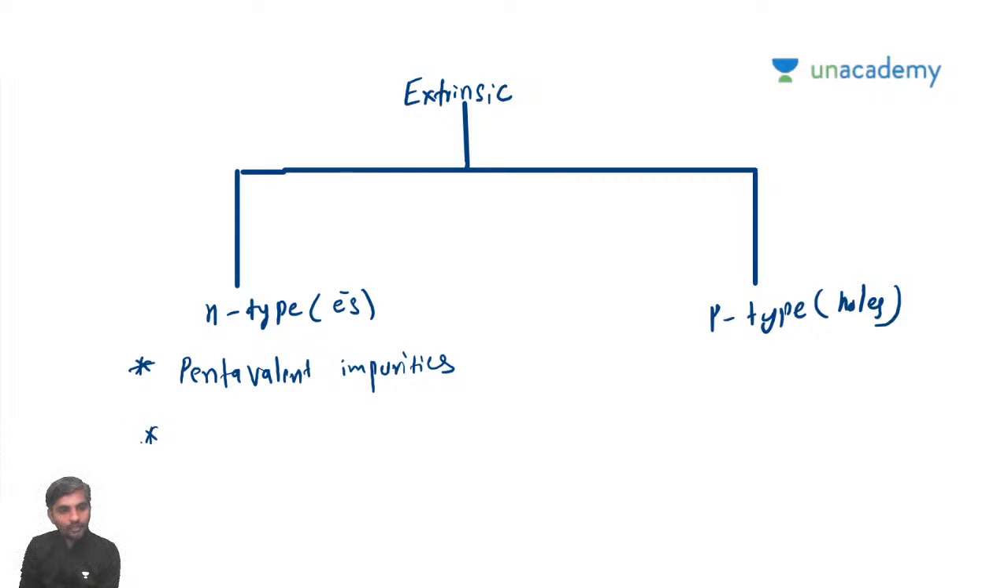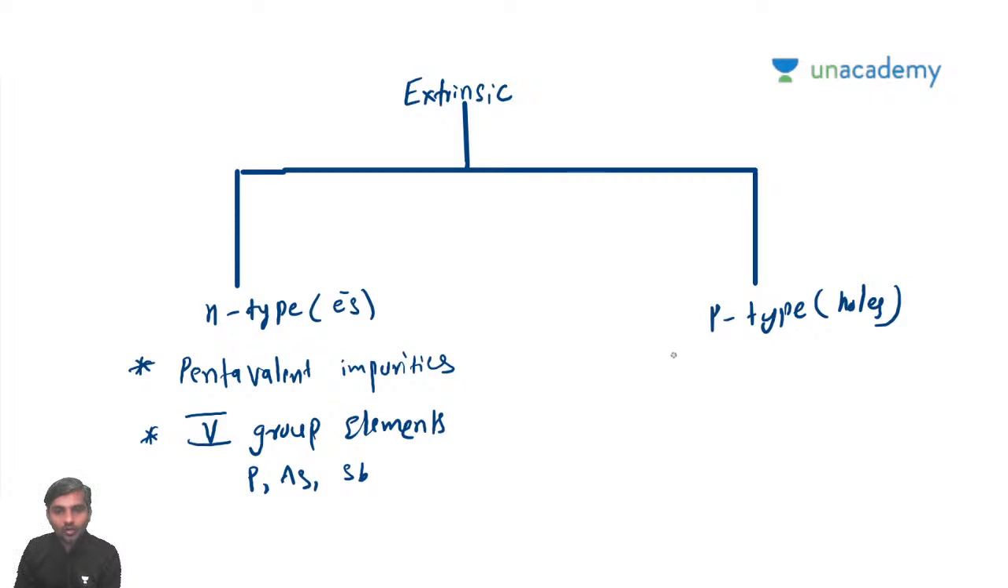Which group elements will help you create N type? Fifth group elements. Can somebody tell me what the fifth group elements are? Okay, I'll tell you, no problem. We have phosphorus, arsenic, antimony, bismuth, like this.